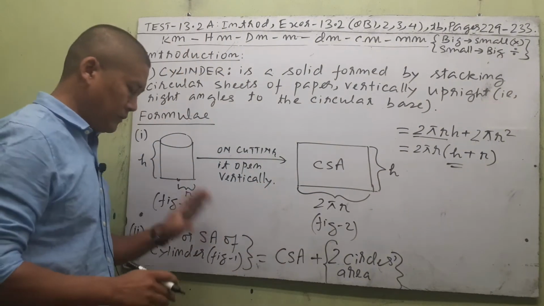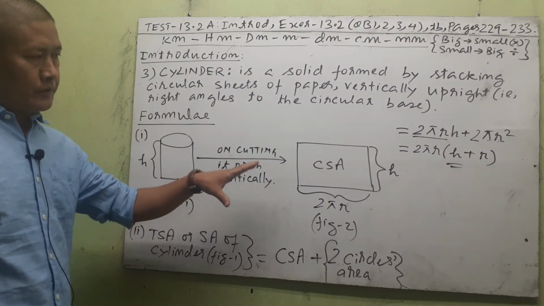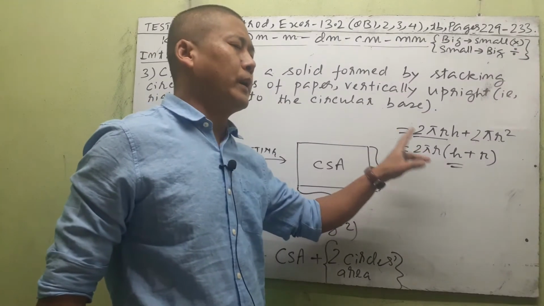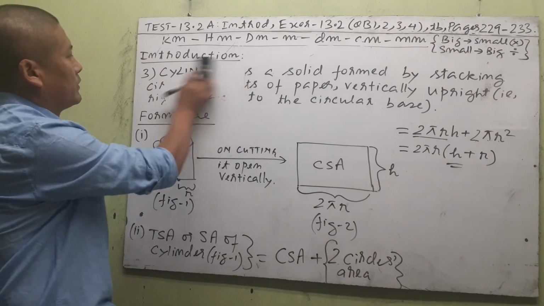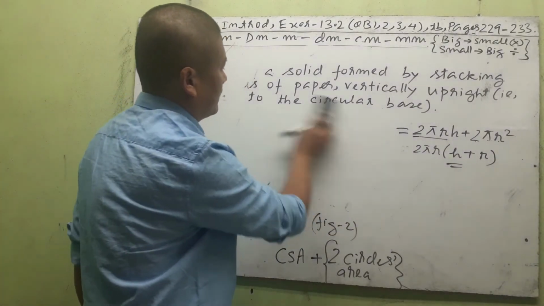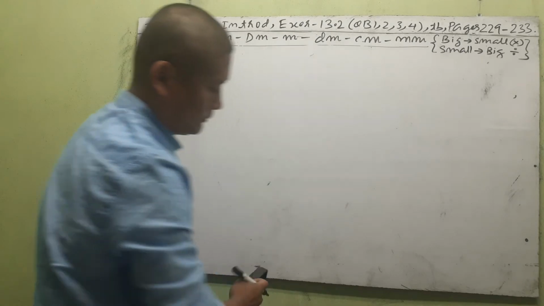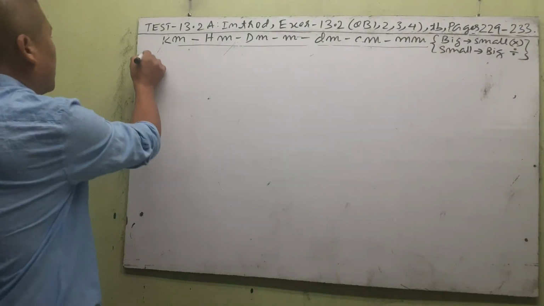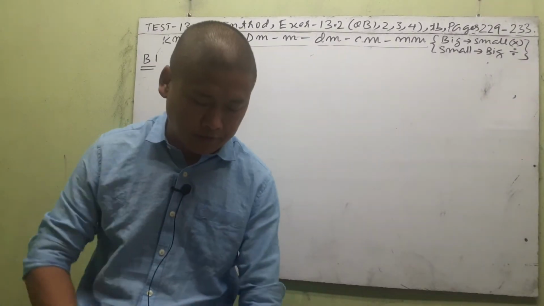So the 2 basic formulas we're going to use in this exercise 13.2: curved surface area or lateral surface area of a cylinder is equal to 2 pi r h, and total surface area or surface area of a cylinder is 2 pi r into h plus r. So keep that in our minds and memory properly, right? Once we're done with this, we'll go to the exercise. Let's go into the exercise here. Okay, so B1, let us start with exercise 13.2 B1, page 232.